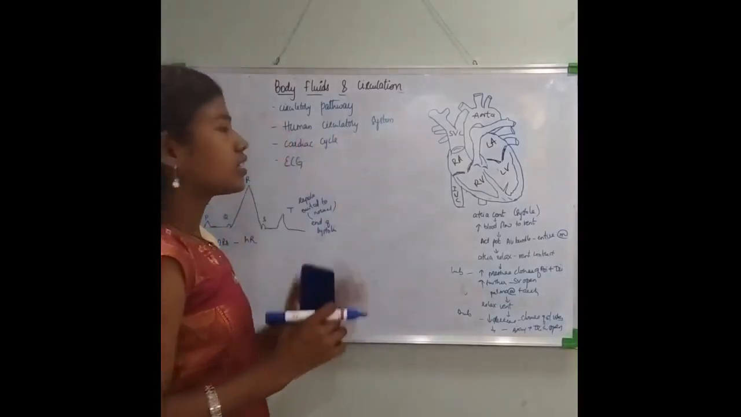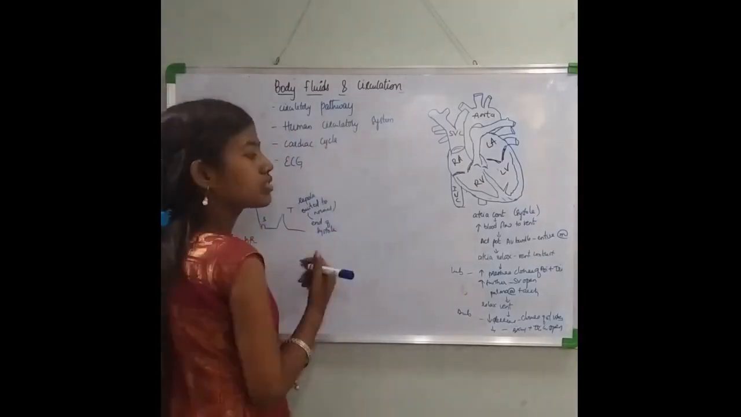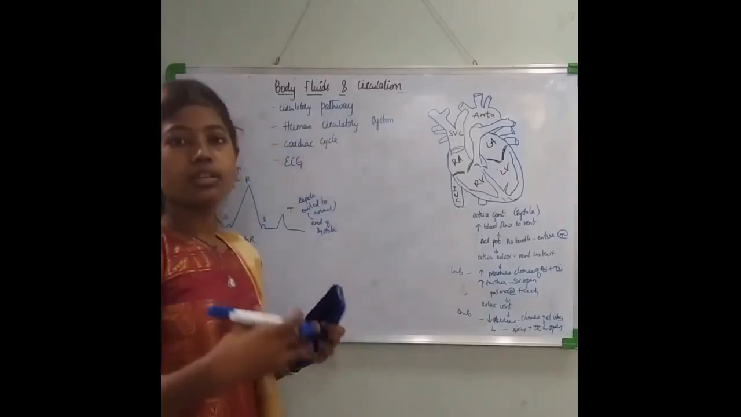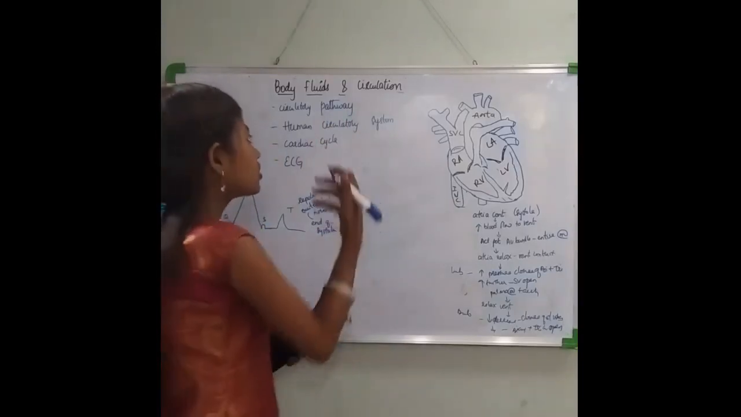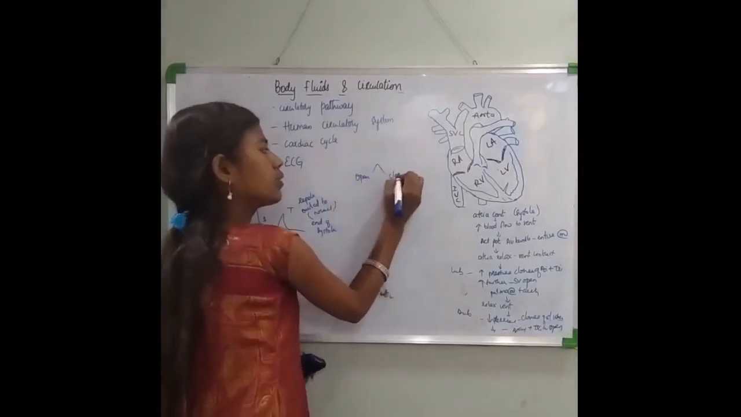So coming to the circulatory pathway. If I talk about the circulatory pathway, it is a pathway that describes how the fluid or the blood in your body flows. So circulatory pathways are two: open and closed.